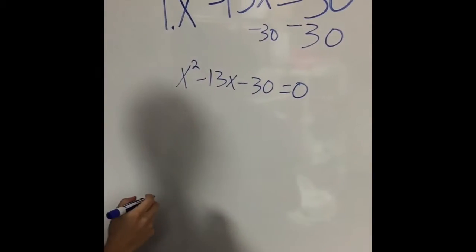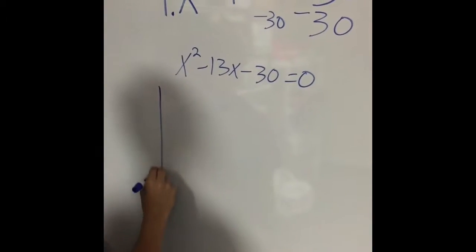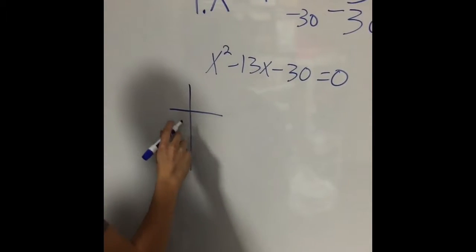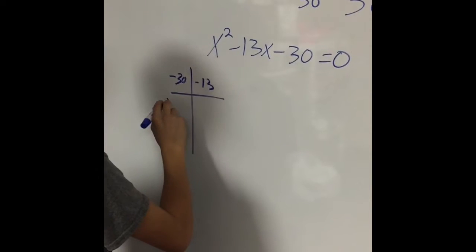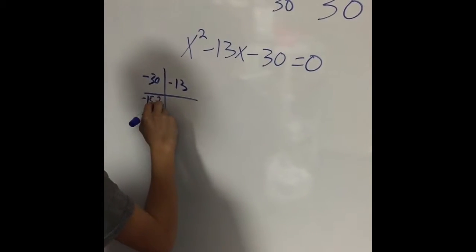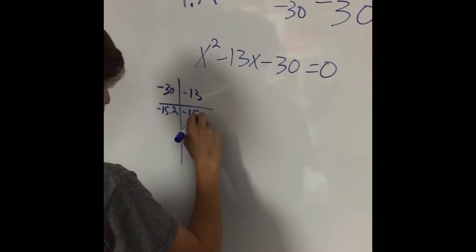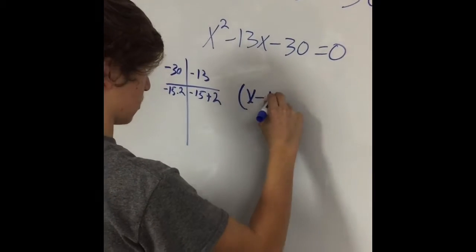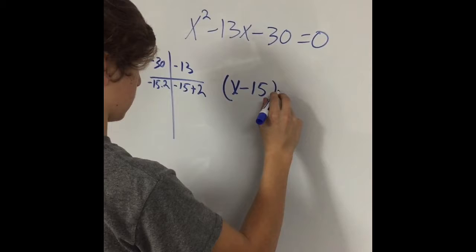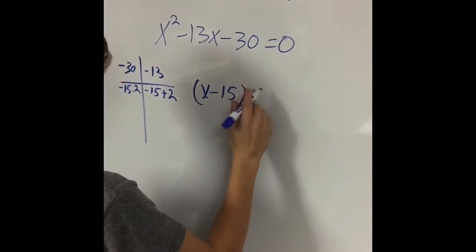Then what you're going to want to do from there is find two factors of negative 30 that add together to get negative 13, and that's going to be negative 15 and positive 2. So then, once you have your factors like that, you're going to want to use your double bubble and have that equal to 0. So x minus 15 and x plus 2 equals 0.